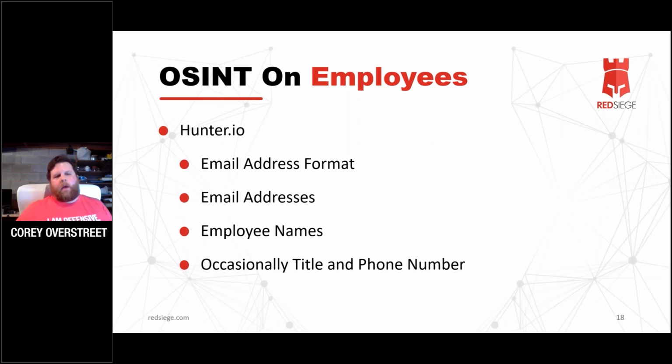And then our next stop is usually hunter.io. Now this site performs a lot of OSINT on their own. They collect email addresses, employee names. Sometimes they get the title and phone number with them as well. But one of the biggest things too is at the very top of the list, it gives you an email address format for the company, which helps a lot when you're searching for email addresses.